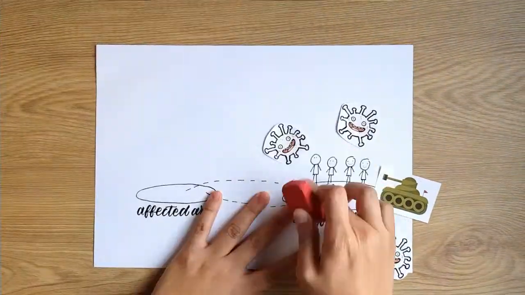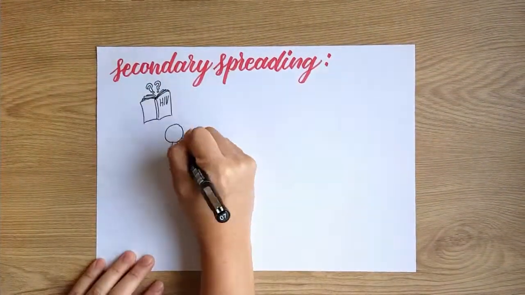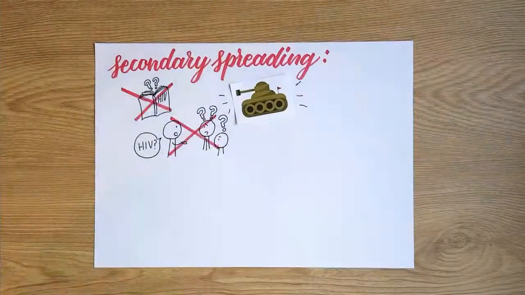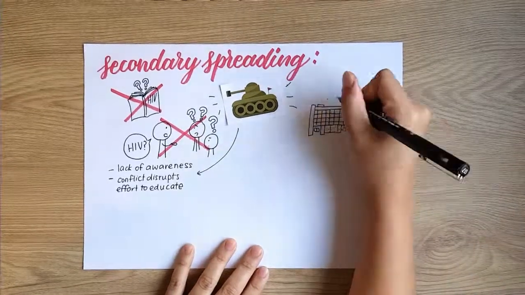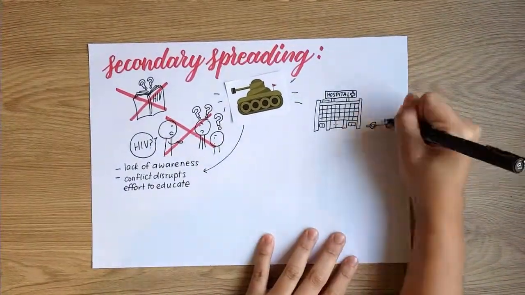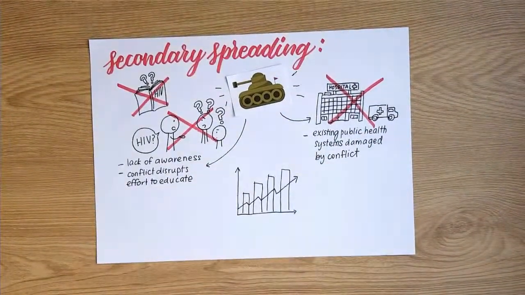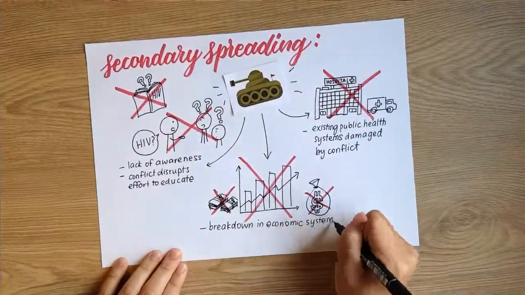These large-scale factors of moving populations aid the spread of HIV in secondary ways. Lack of education and awareness of the disease itself promotes its spread, and conflict disrupts efforts to educate the people. In addition to this disruption in education, any public health systems that exist are also damaged by conflict. Furthermore, breakdown in economic systems because of conflict hinders available wealth and further contributes to the spread of disease.